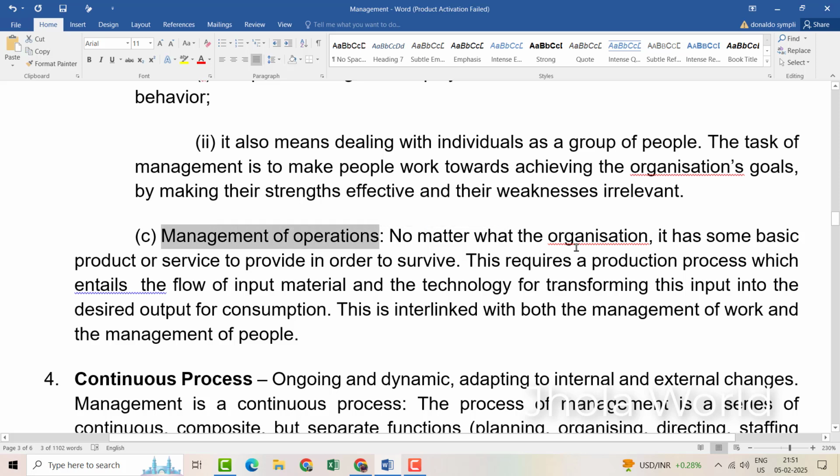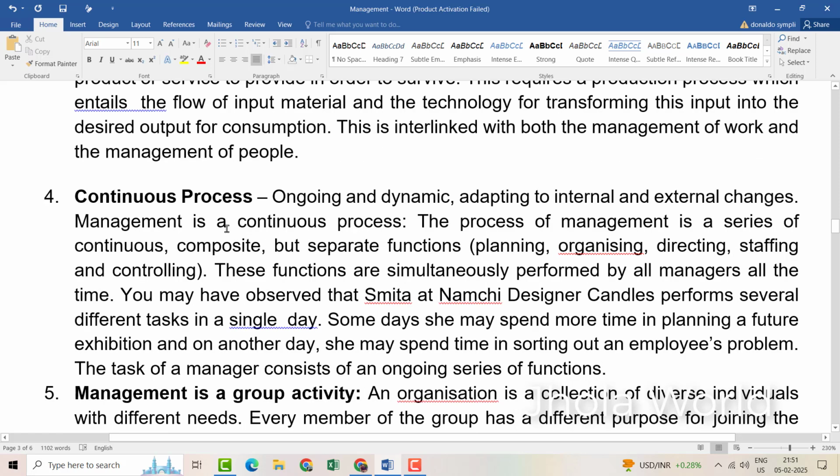No matter what the organization, it has some basic products or services to produce in order to survive. So it has to manage the process also. Then number four is continuous process. Management cannot be stopped. You cannot say, I have done the management and now I will stop. Management is always going on, it is recurring, it keeps on happening. Once one management ends, the next management starts or the same management restarts again.